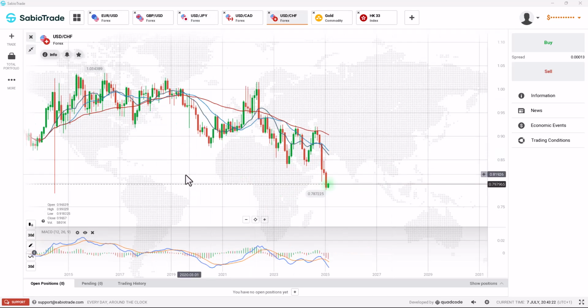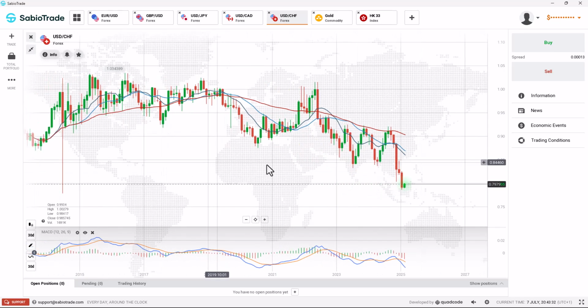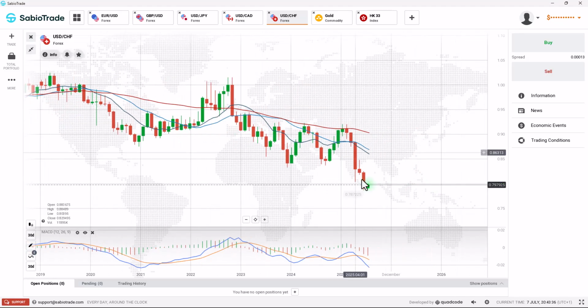But before we do that, it's worthwhile having a look at dollar Swiss on the monthly time frame. It's broken through key support levels. It's coming down towards historic lows from the previous interventions, the Swiss National Bank depegging it and so on and so forth. We can see how low it's actually come.